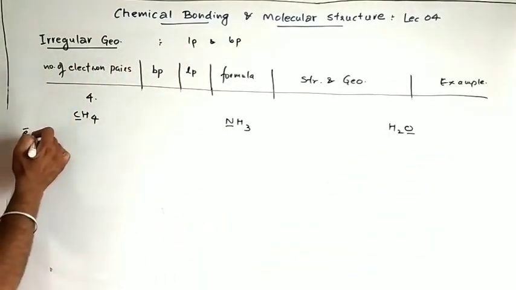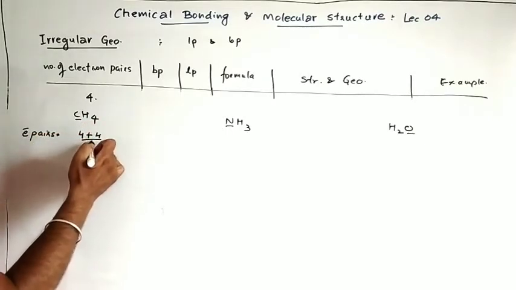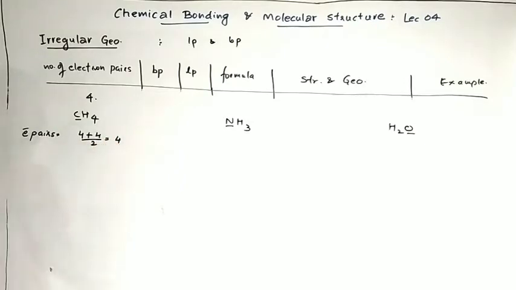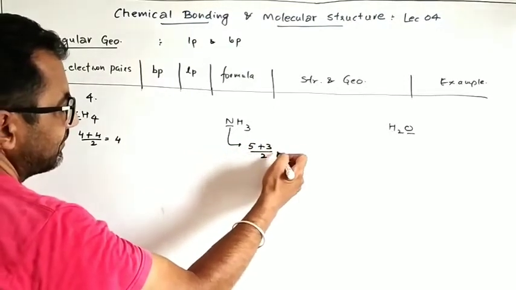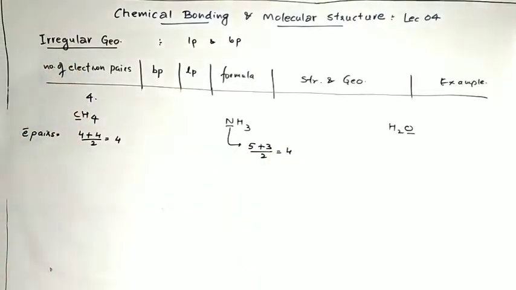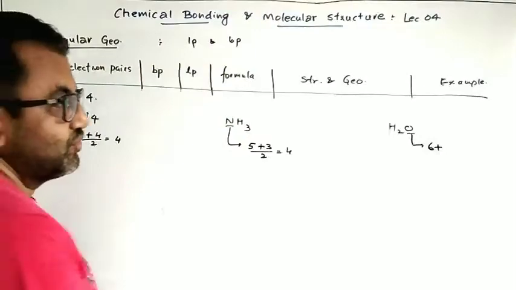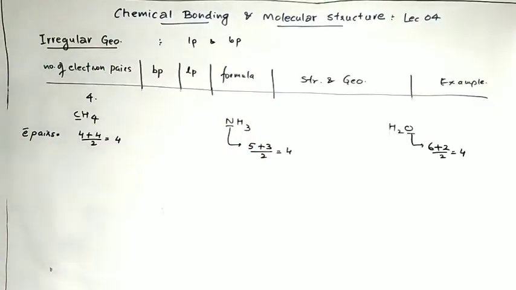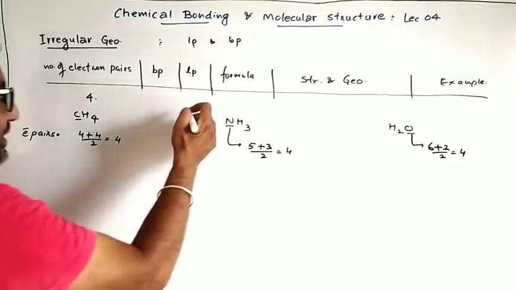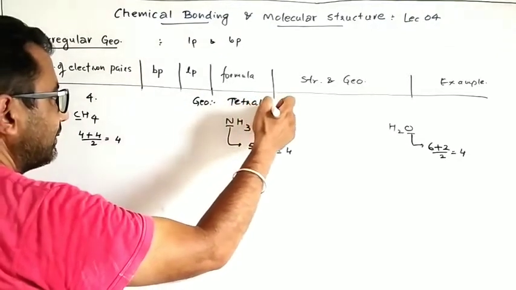How to find the electron pair? Central atom carbon 4, monovalent 4, 4 by 2 is 4. Central atom nitrogen having valence electron 5, monovalent 3, divided by 2 is 4. Again the central atom is oxygen, valence electron 6 plus monovalent 2, divided by 2 is again 4. So these 3 molecules have the same number of electron pairs, so all have the same geometry. Geometry of all molecules is tetrahedral.